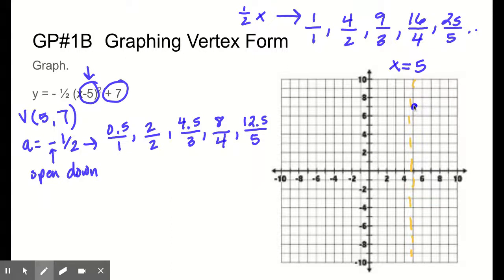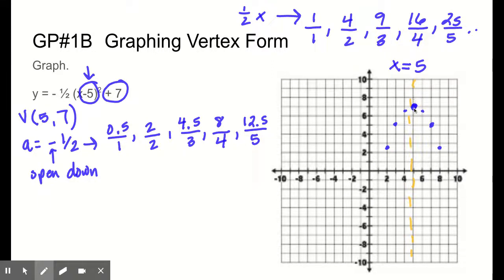Now from our vertex, we're going to move in the downward direction because our A value is negative. Our parabola needs to open down, and we're going to use our new modified graphing pattern to find the next few points. So from the vertex, I'm going to move down a half a space and over 1. Back to the vertex, I'm going to move down 2 spaces and over 2 in both directions from the axis of symmetry, remember. Back to the vertex, I move down 4.5, so 1, 2, 3, 4 and a half space, and then over 1, 2, 3. We're still between those two numbers because it was just a half a space, so be careful.